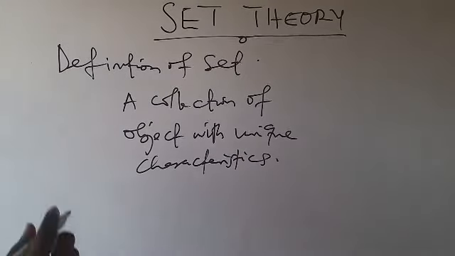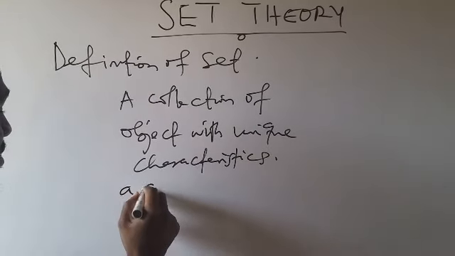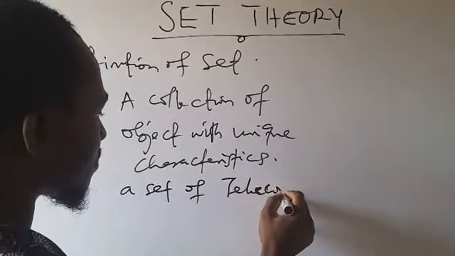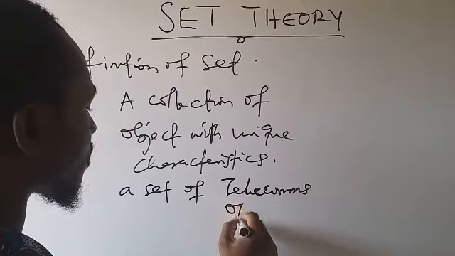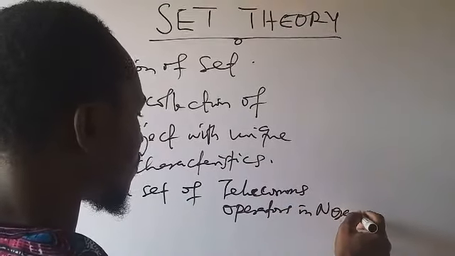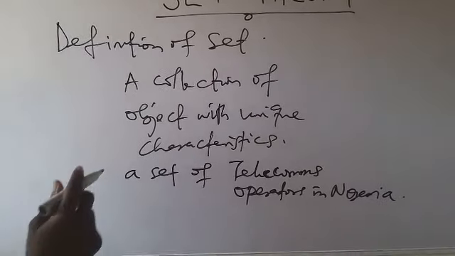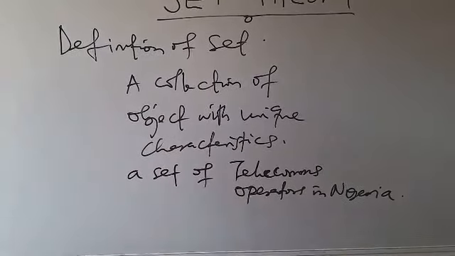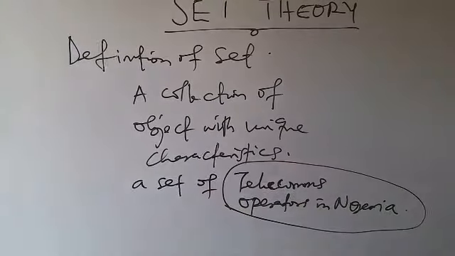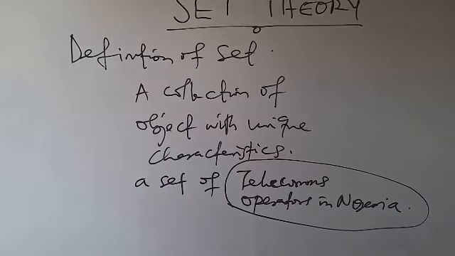So, for example, you might have a set of telecoms operators in Nigeria. Now, this is a group, a collection of objects, telecoms operators, but it's unique because we're only dealing with telecoms operators. So it has something that defines the characteristics of the set itself.